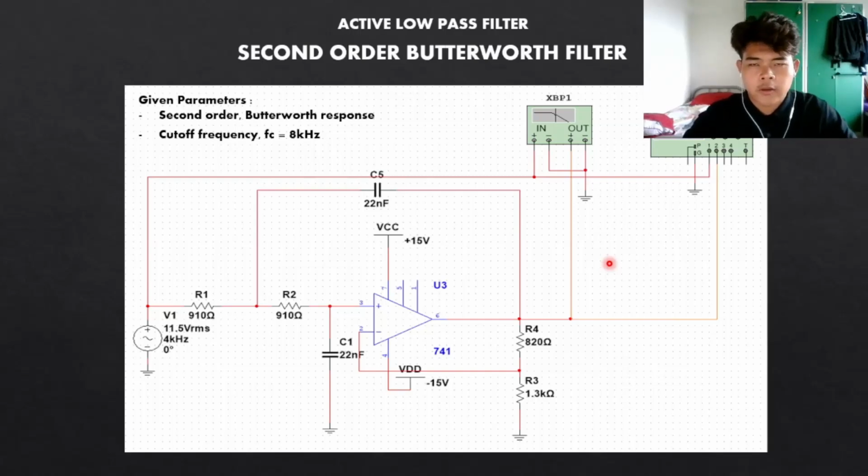So I have been assigned to complete the active low pass filter using the second order Butterworth filter. Based on the given parameters, which is a second order Butterworth response and a given cutoff frequency of 8 kilohertz, I have constructed the circuit down below in MATLAB. First I'm going to show the calculations for finding the resistor values for this circuit.